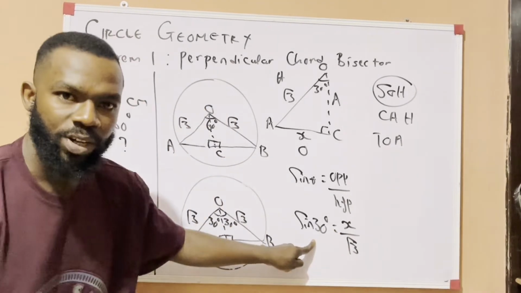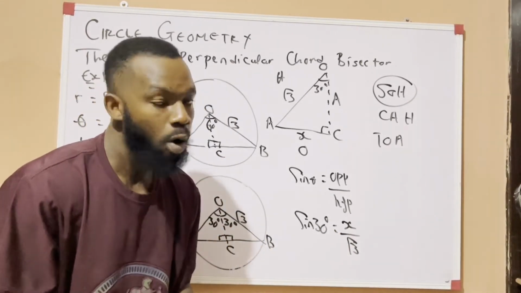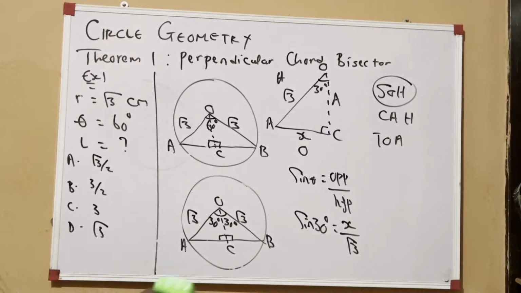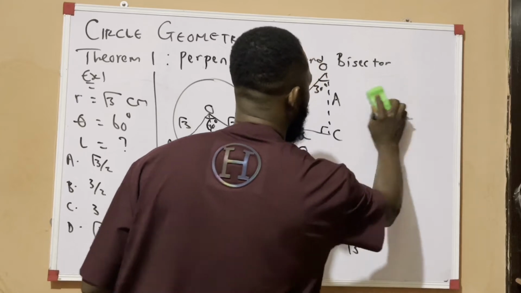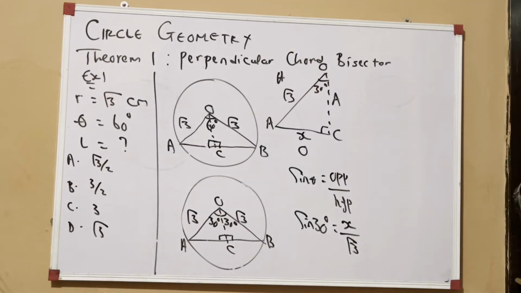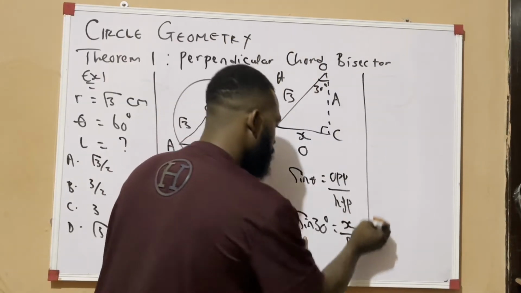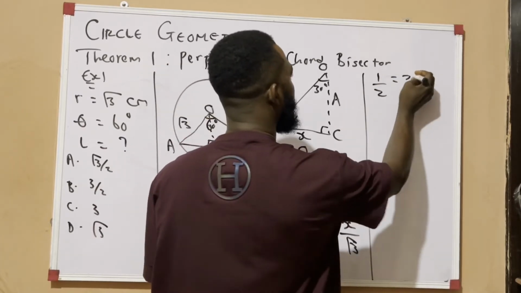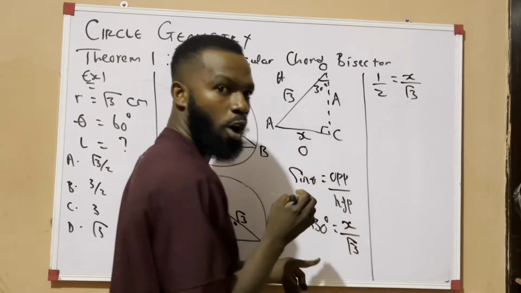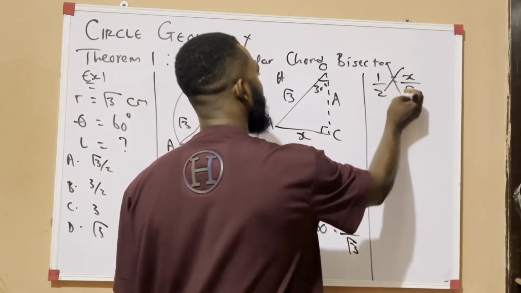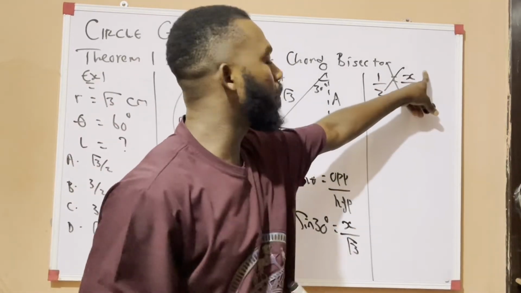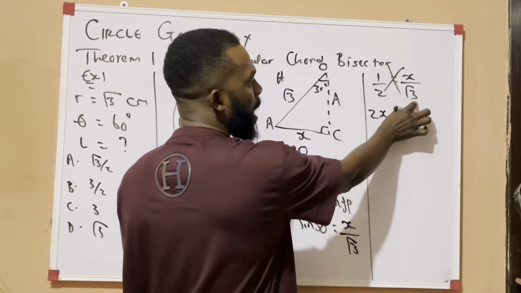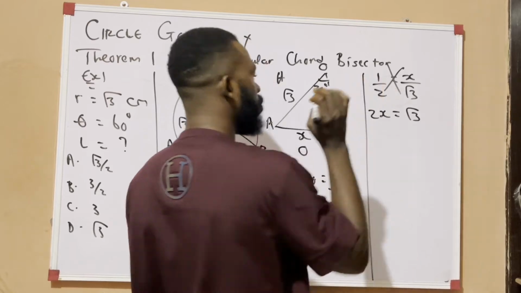Now, sine 30 degrees is simply 1 over 2 or 0.5. But let's make use of 1 over 2 to avoid decimal points. So sine 30 now becomes 1 over 2 is equal to X over root 3. And of course, what do we do? Cross multiply. 2 multiplied by X gives us 2X, and 1 multiplied by root 3 gives us root 3.